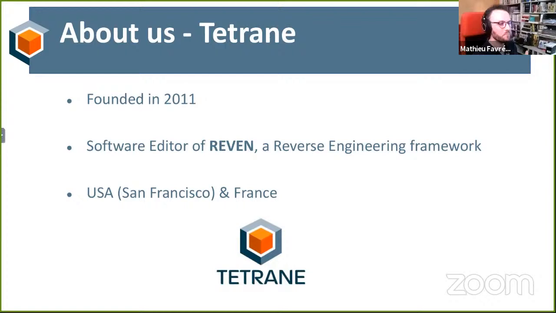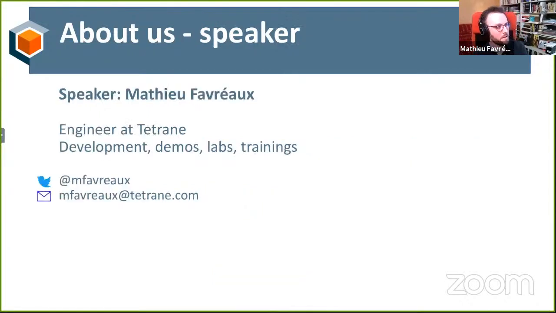Okay, so to start today, just a quick word about the company. Tetrane, we've been there for about 10 years, and we're the software editor of REVEN. REVEN is the name of the product, and Tetrane is the name of the company. It's a reverse engineering framework for doing timeless analysis. We'll talk about that today. We are based in the USA and in France, and most of the development happens here in France.